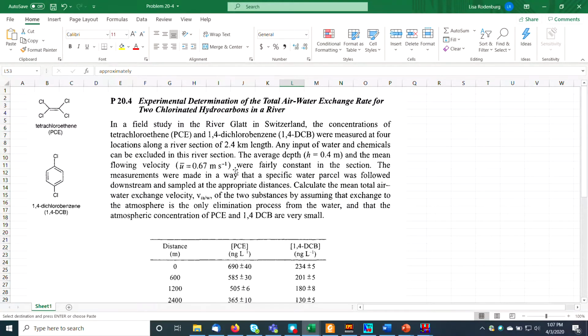These two chemicals were measured in a field study in the River Glatt in Switzerland, and they were measured at 4 locations along a river section about 2.5 kilometers in length. Any input of water and chemicals can be excluded in this river section. The average depth is 0.4 meters, and the mean flow velocity of the river is 0.67 meters per second. Those two things remain fairly constant.